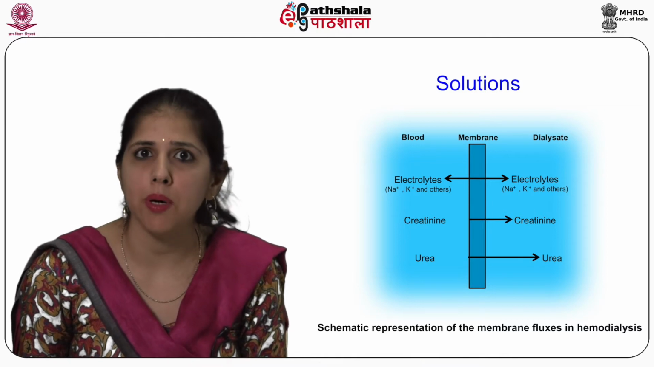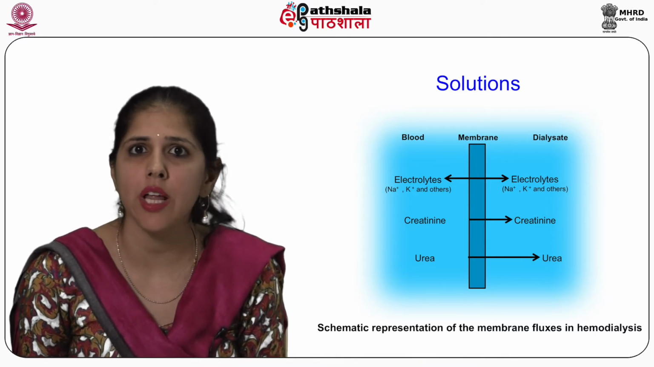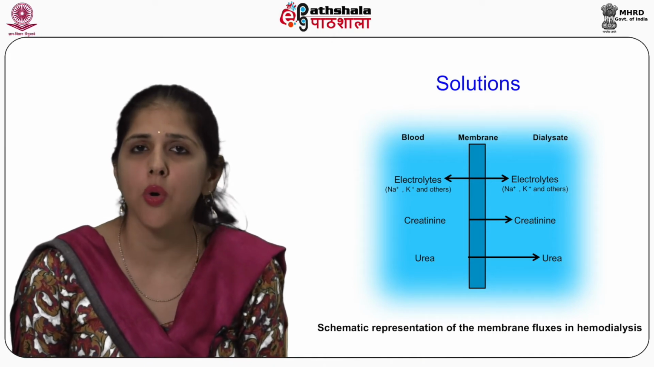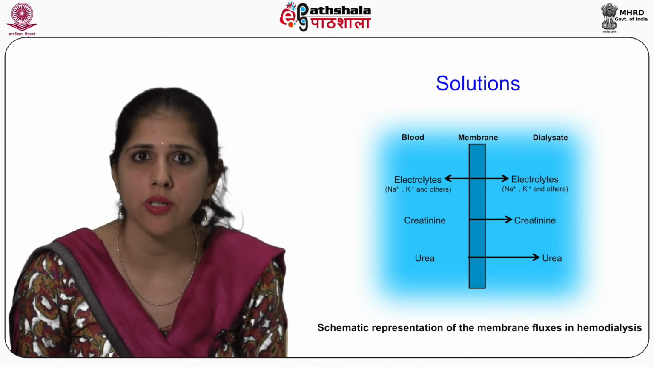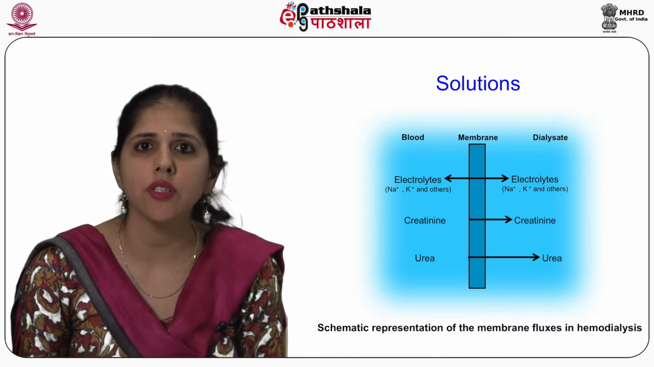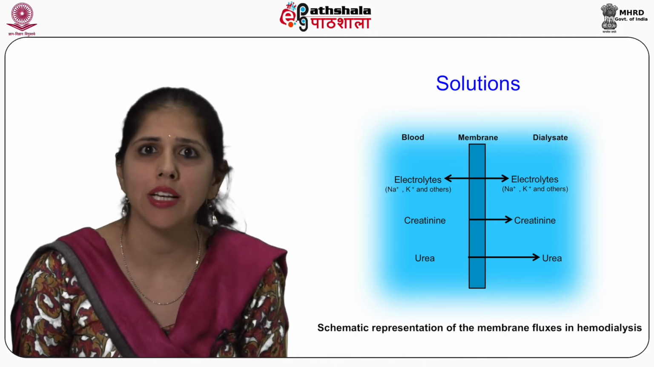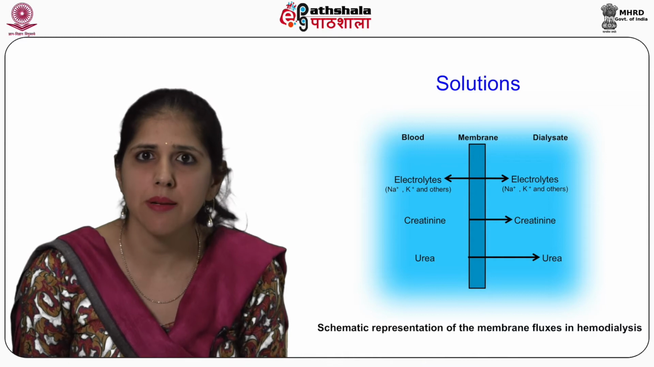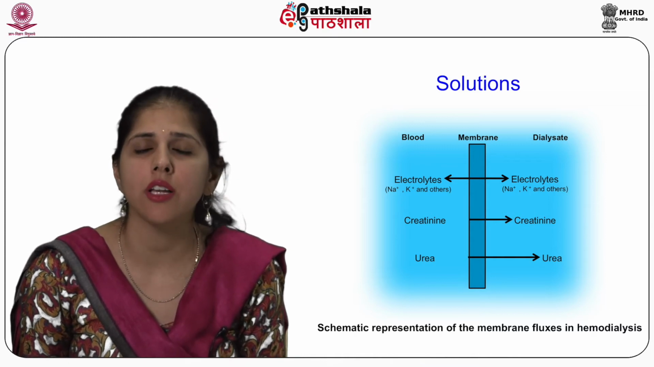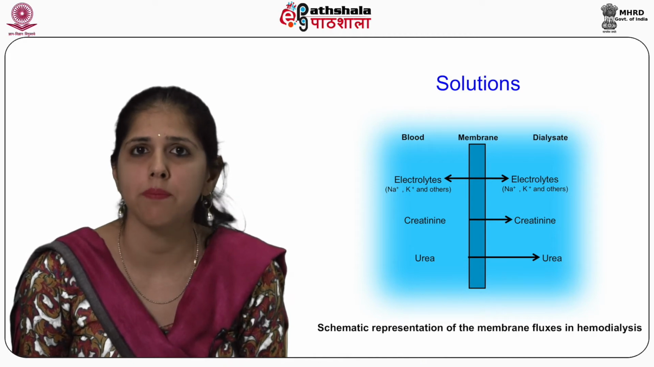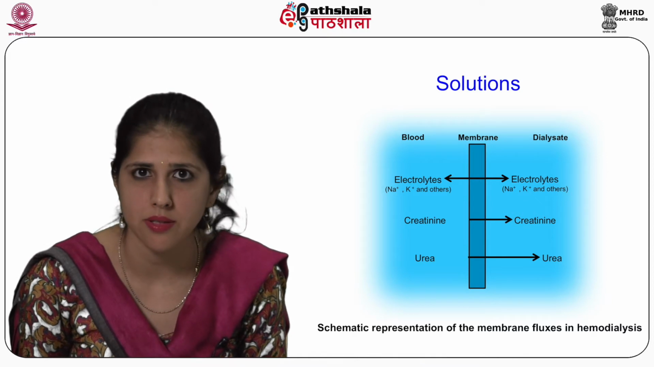If you see the upper panel, the electrolytes are more or less similar in both the compartments. Therefore, there is no net movement of electrolytes across the two compartments. This is very important because we only want the waste products to move from the patient's blood to the dialysate solution, but at the same time we want to ensure that there is no electrolyte loss from the patient's blood, otherwise the patient will end up with what we call electrolyte imbalance.